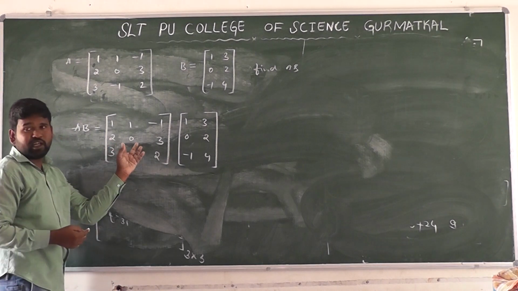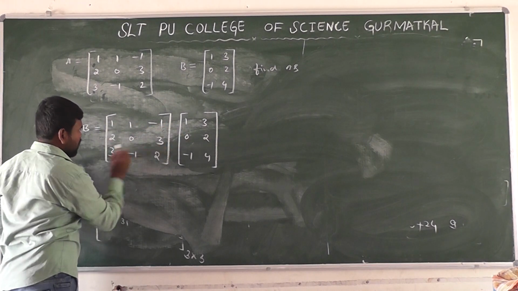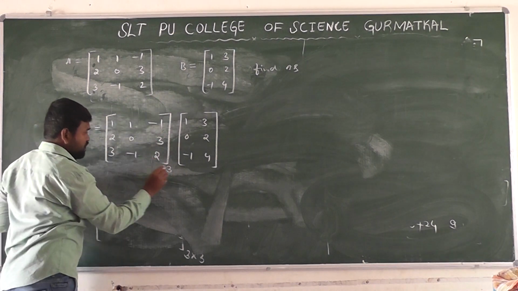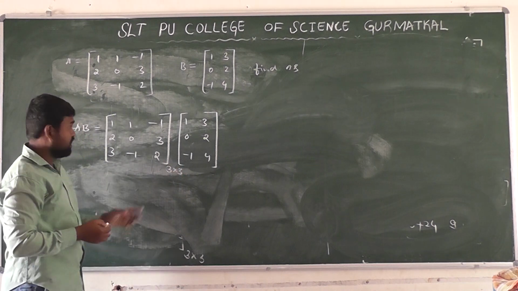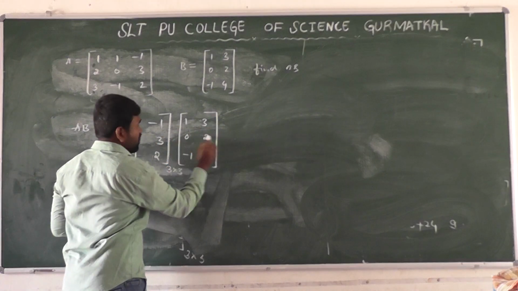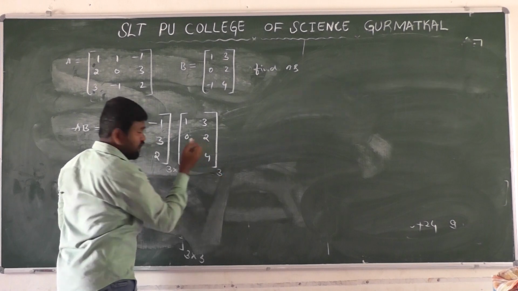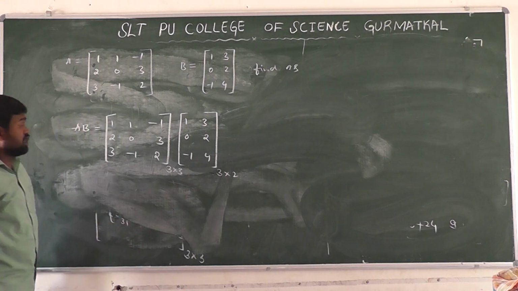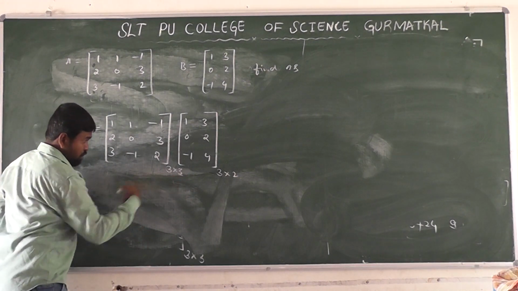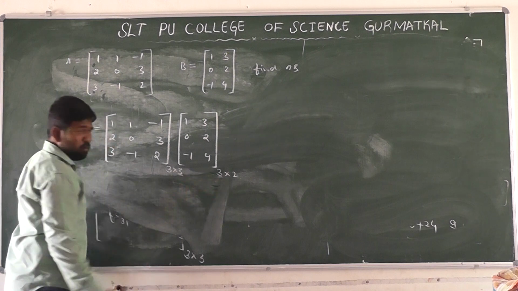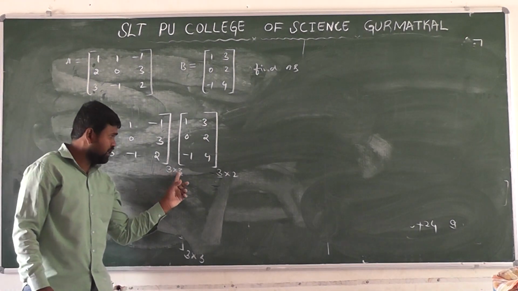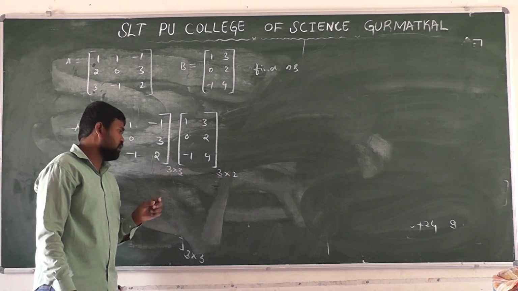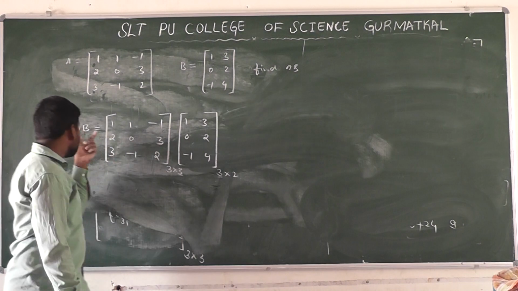What is the order of this matrix here? How many rows? First row, second row, third row: 3 rows. How many columns? First column, second column, third column: 3 columns. So 3 by 3. Next, how many rows here? 3 rows. How many columns? 2 columns. When matrix multiplication is possible, the number of columns of the matrix A is equal to the number of rows in the matrix B. Both are equal, right? 3 is equal to 3. Then we have to multiply A, B.